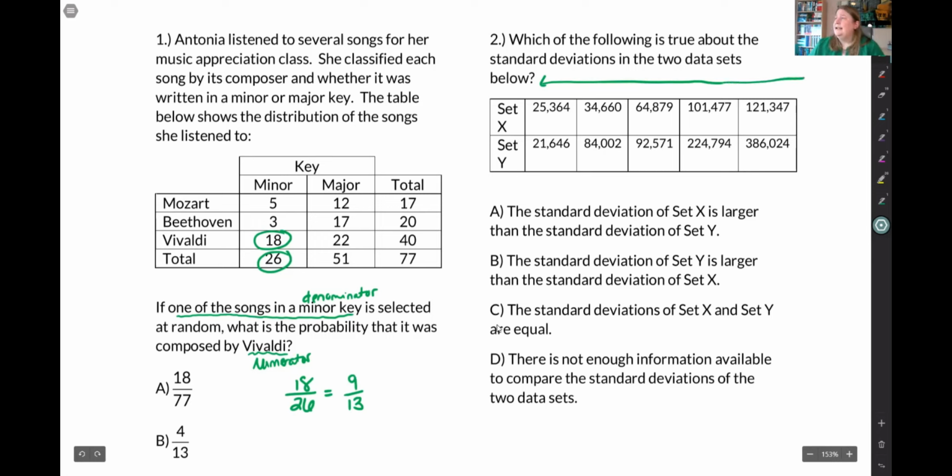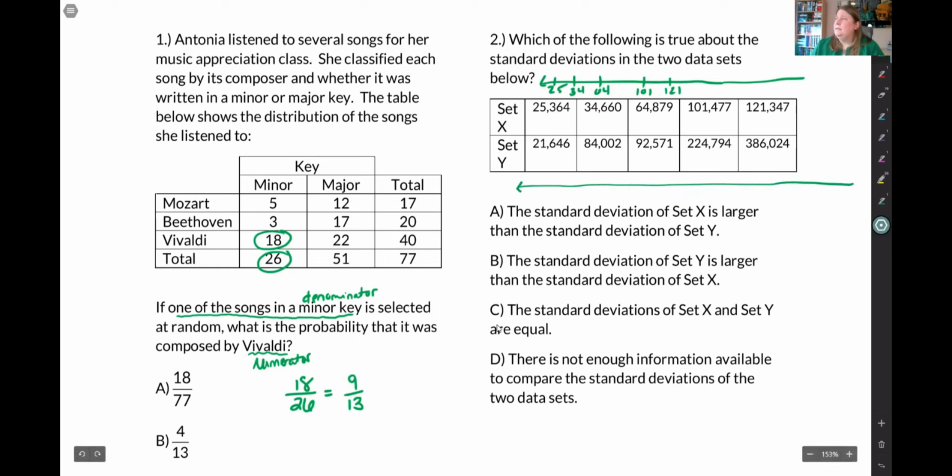I'll just take this data and draw it on a number line, and I'll leave off the last 3 digits. So I'll just write the thousands. So we have 25,000, 34,000, 64,000, 101,000, and 121,000, right? Now let's look at set Y.